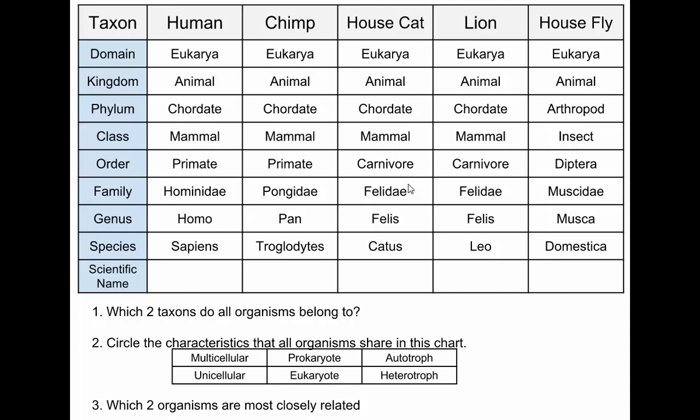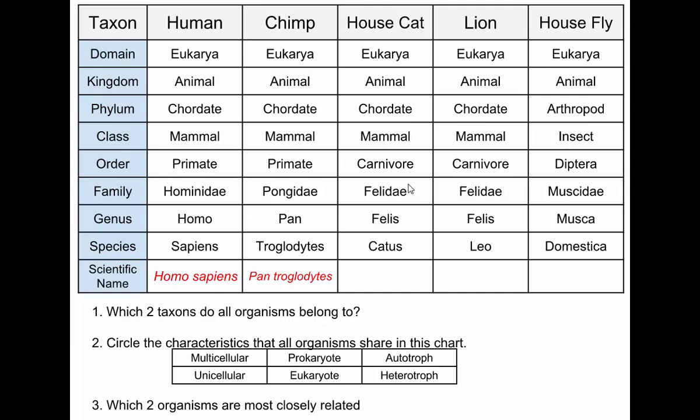Now, I listed their classification, but I didn't list their scientific names. Who could tell me, what's the scientific name for a lion? Luke? Leo. But it's blank here, and I didn't fill it in. How do you know that? Because the first name is the genus and the second is the species. Exactly. A scientific name is made of the genus and the species. So yeah, a lion is Felis leo. Humans are Homo sapiens. A chimp is Pan troglodytes.